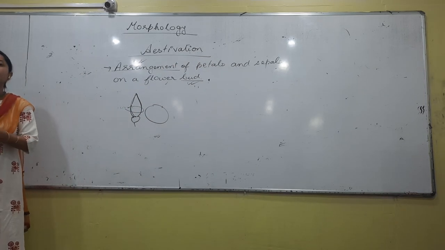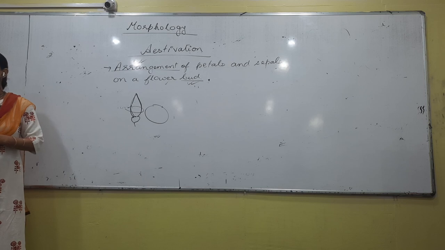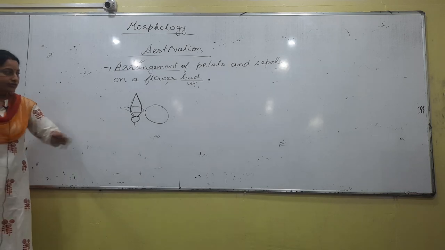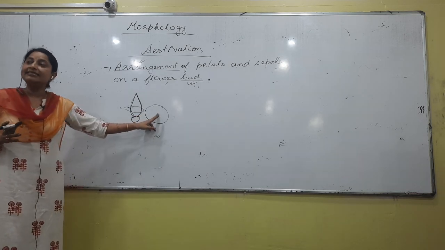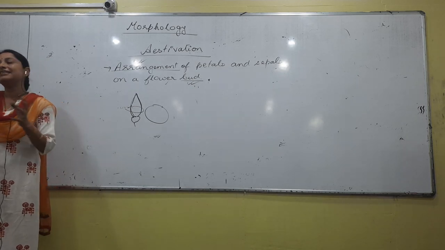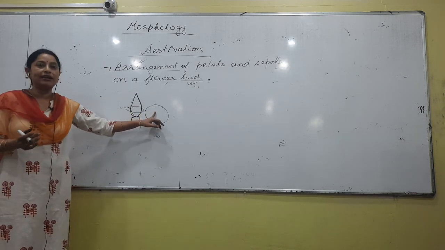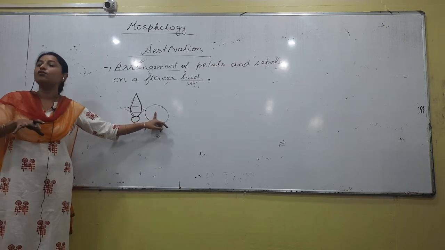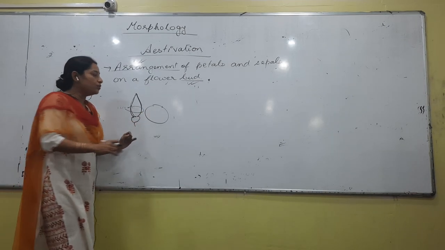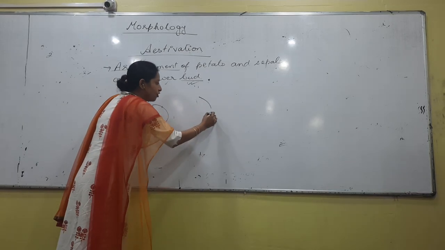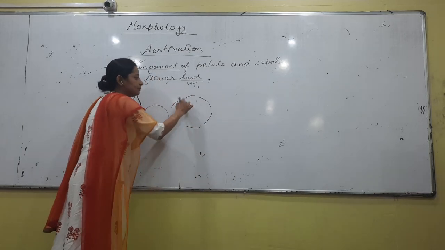To see the arrangement, we go for a TS. If you go for a TS, you see something, a round-like structure. Here the flowers, petals and sepals are arranged in some way, and we need to study this TS and draw it in a diagram. So what we do, we draw this diagram in the form of certain arcs.